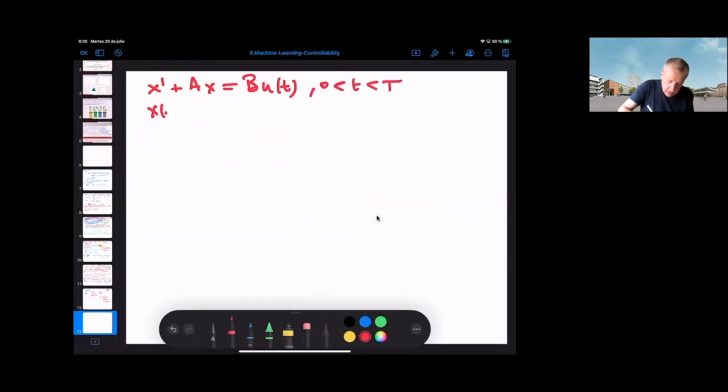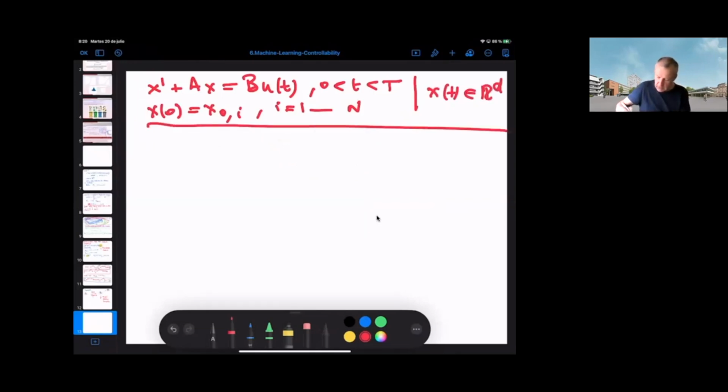With many possible initial data for y from 1 to n, right? And the state x belonging to R^d. How can I put this problem in the context of a classical controllability problem? Well, it's very simple. You need simply to consider this simultaneous control problem as a control problem for a huge system, right?